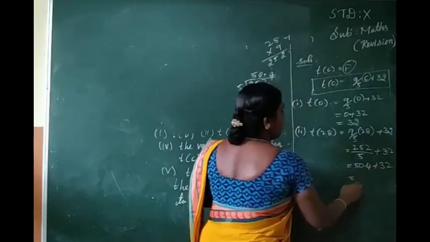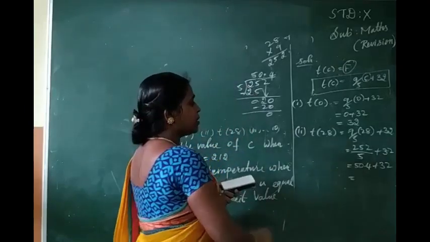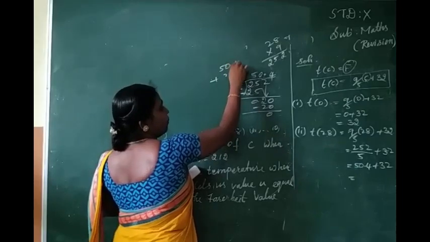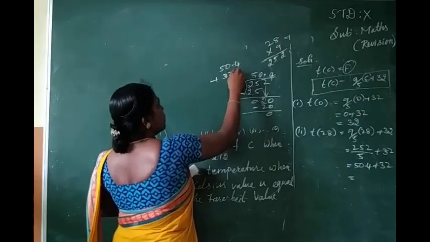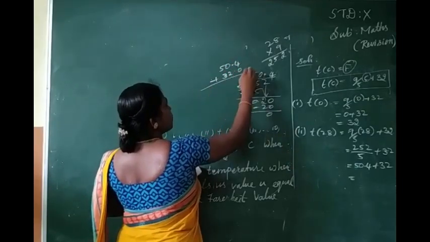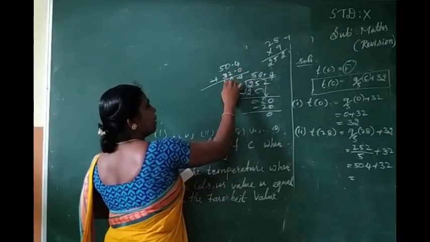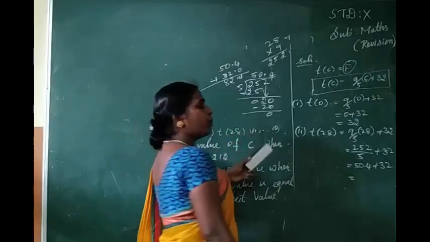So 50.4 plus 32. Now we add it. 50.4 plus 32. So no whole number, decimal, so you put 0. 82.4. Okay, are you clear?